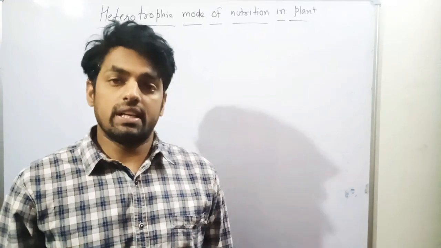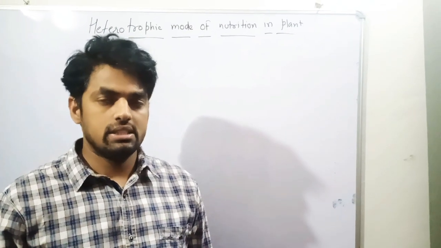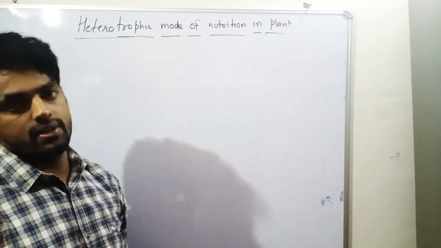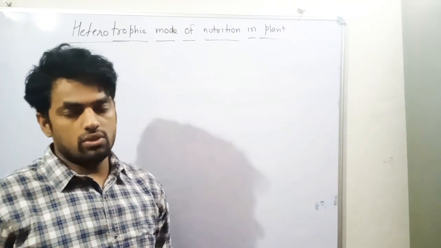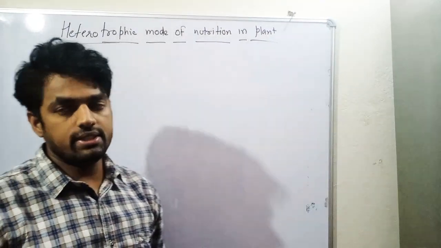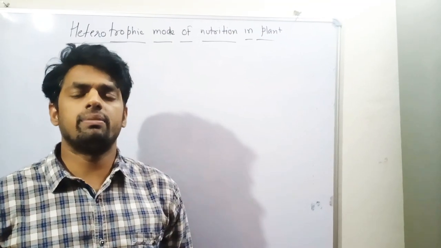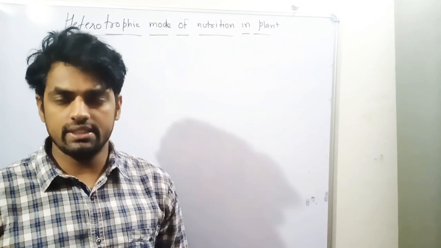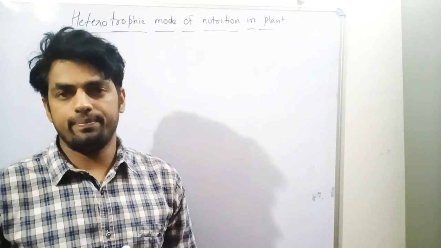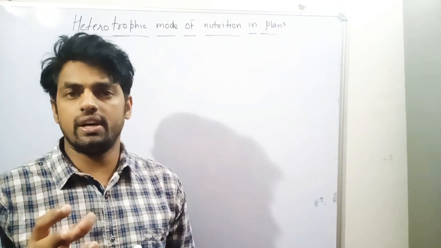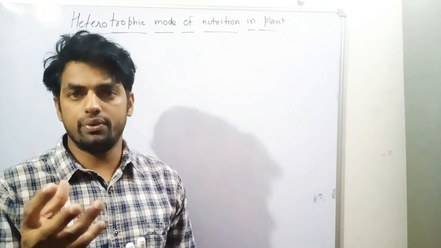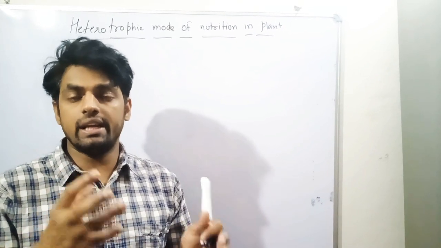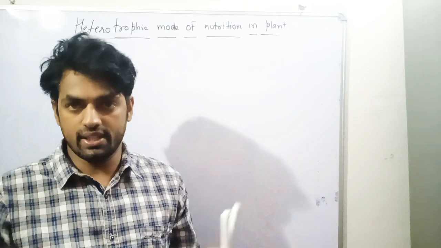This video is for class 7th, and the topic is heterotrophic modes of nutrition in plants. So we would like to discuss it. We have seen there are some non-green plants, some bacteria, some fungi that don't have chlorophyll. If they don't have chlorophyll, then how do they prepare their food? They don't prepare their food. They get their food from some other plants.